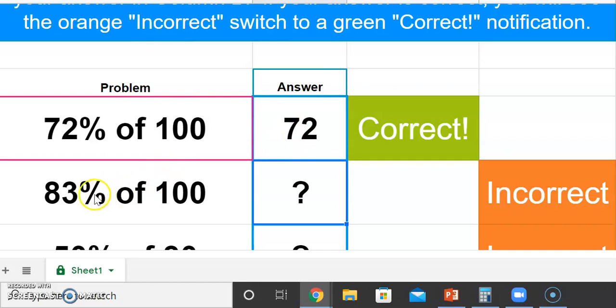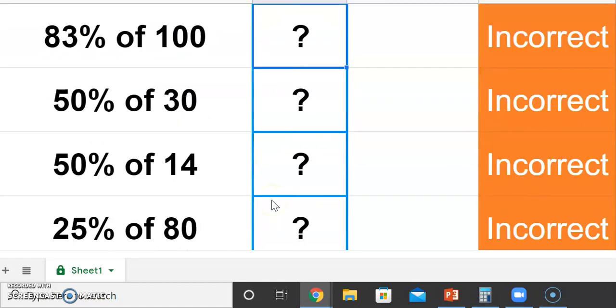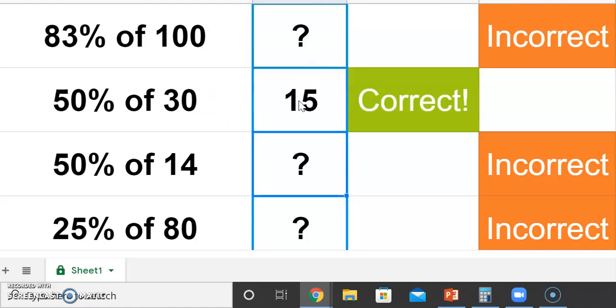Okay, so go ahead and do the next one, 83% of 100. Feel free to pause the video anytime you need a little bit more time to solve one of these. All right, then when we get to 50% of 30, 50% is the same as 1/2. So if I want 50% of something, I can just think about cutting that in half. So half of 30, go ahead and type that in there, it's 15.